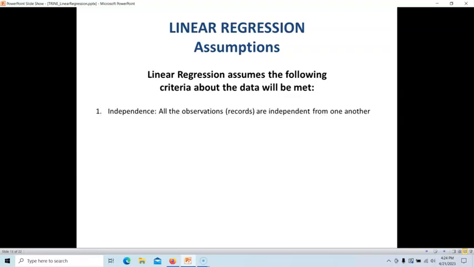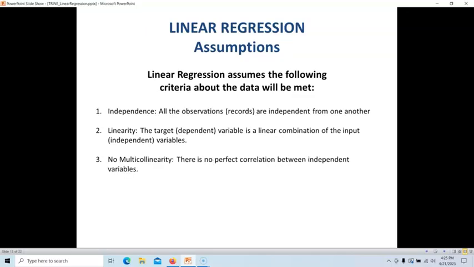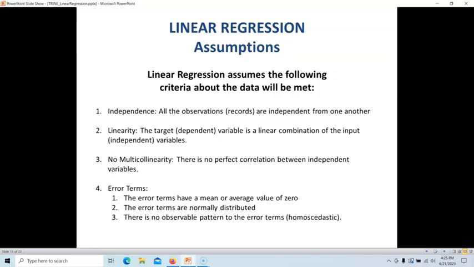are you assume independence. In other words, you assume all of the records are independent from one another. All your data is independent. You also assume linearity. So you assume that there's a linear relationship between each of the variables and your target. You also assume no multicollinearity. And you also assume that the error terms have a mean of 0 and that they are normally distributed and there's no observable pattern. Let's go through each of these real fast to see what I'm talking about.